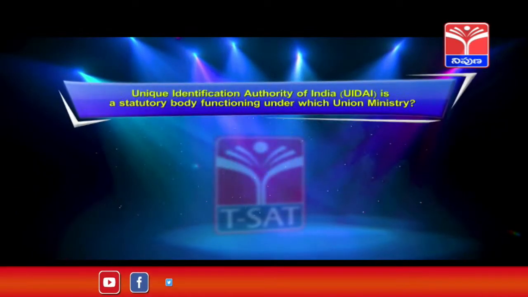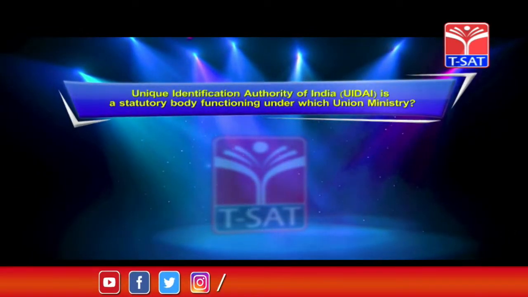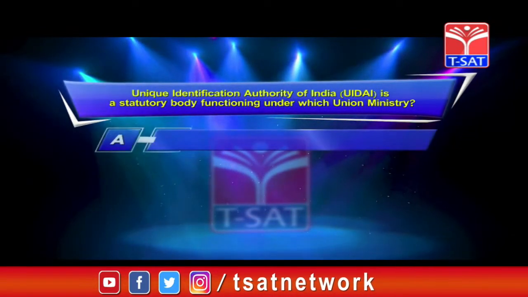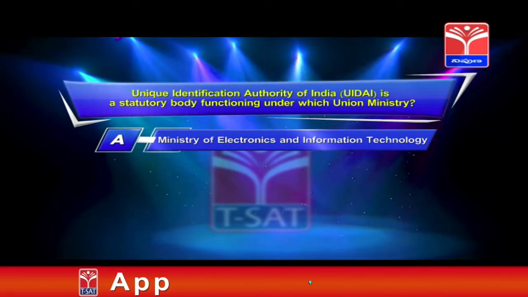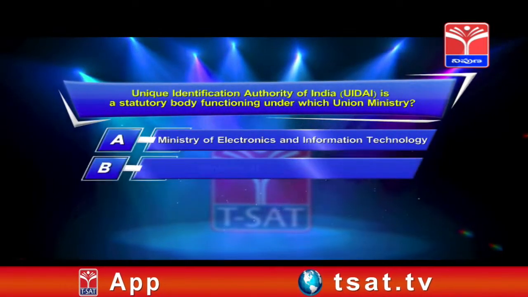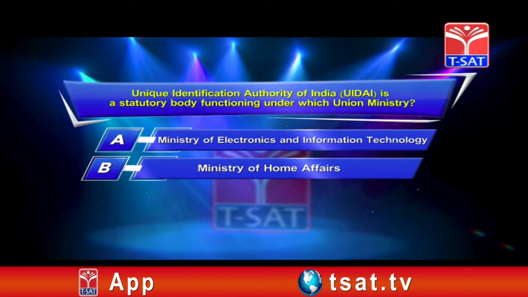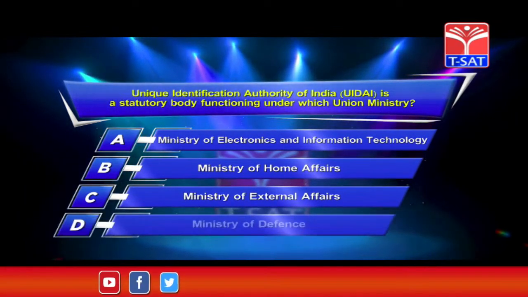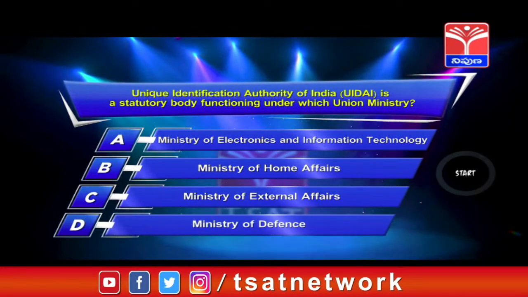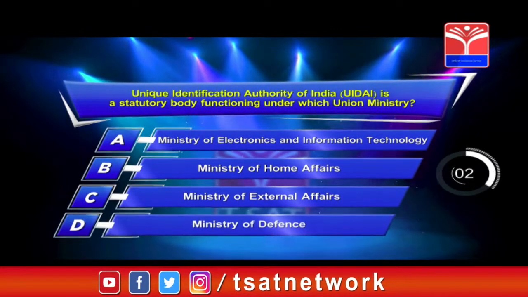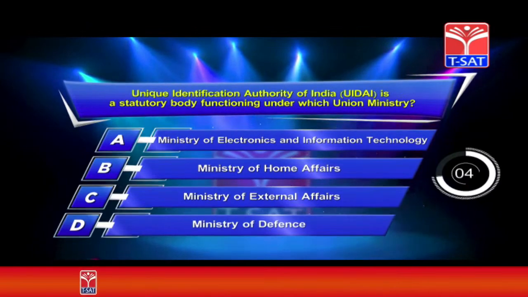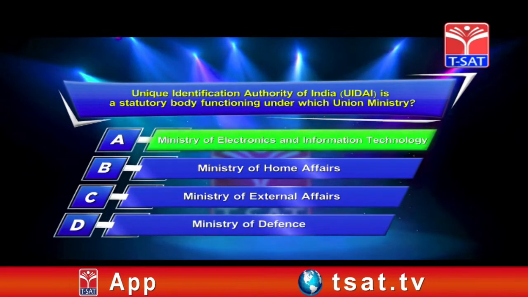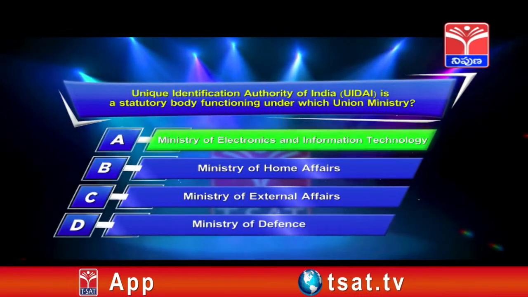Next question. Unique Identification Authority of India is a statutory body functioning under which union ministry? Option A, Ministry of Electronics and Information Technology. Option B, Ministry of Home Affairs. Option C, Ministry of External Affairs. Option D, Ministry of Defense. Your time starts now. The correct answer is option A, Ministry of Electronics and Information Technology.